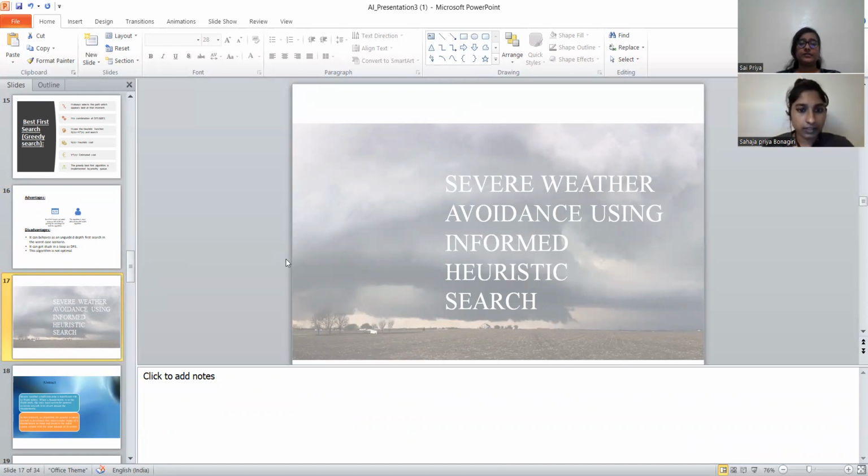Coming to severe weather avoidance using informed heuristic search. We use informed heuristic search to find ways to avoid severe weather. Next slide.